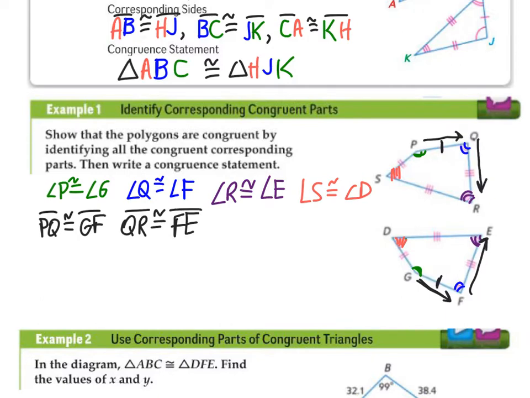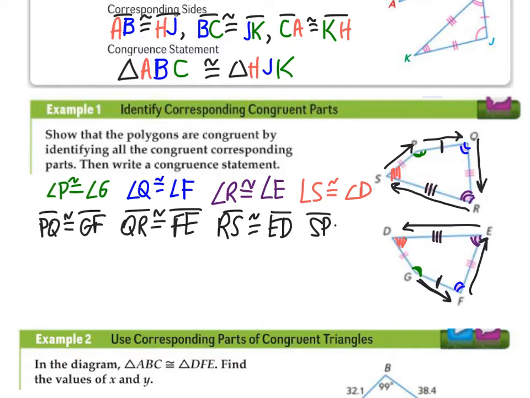Now continue that path. RS. So side RS is congruent to ED. And if you notice, both of these sides have 3 lines on them, so they are congruent. And then last one, SP, we're back to where we started, is congruent to DG. So we found our corresponding angles and now our congruent corresponding sides.